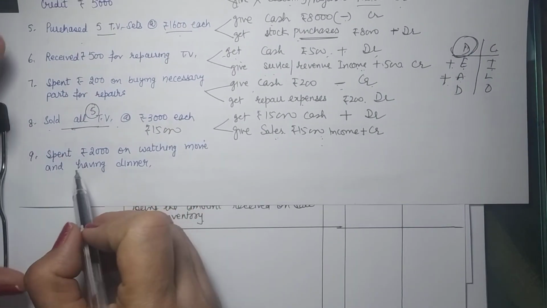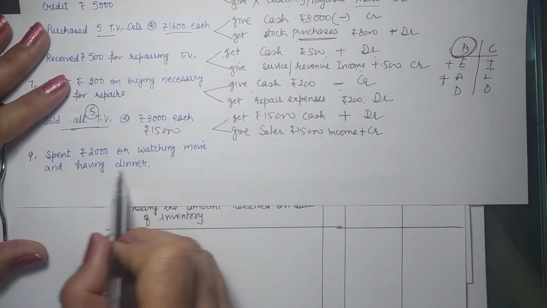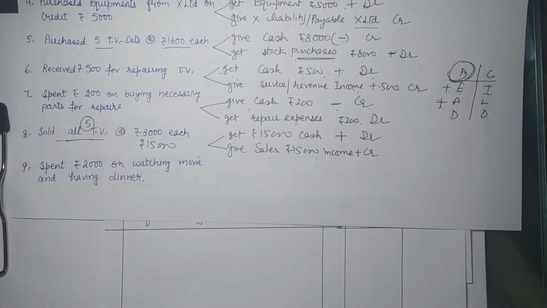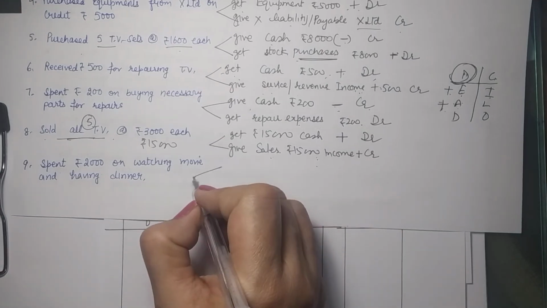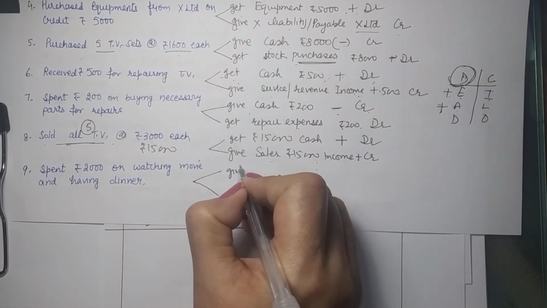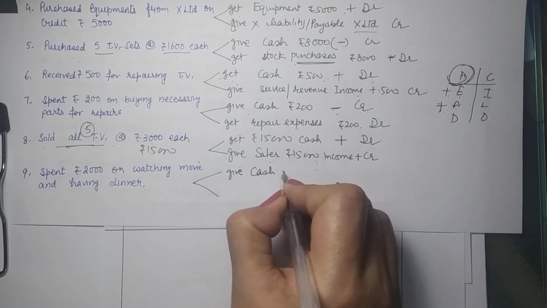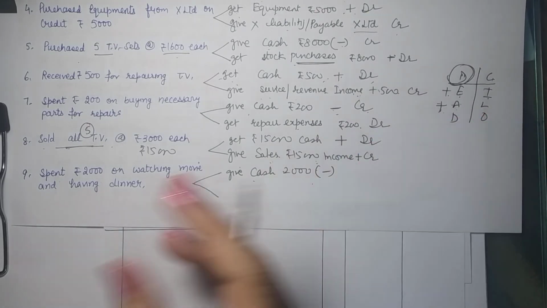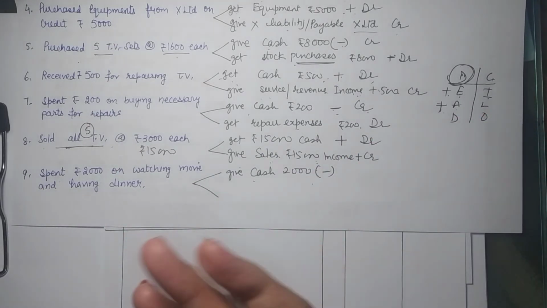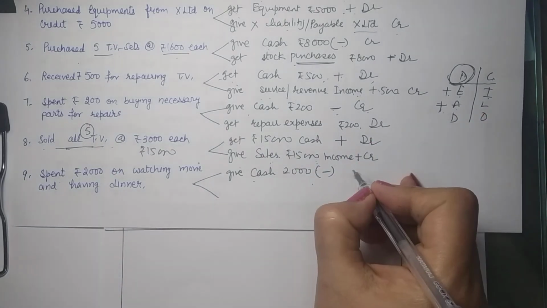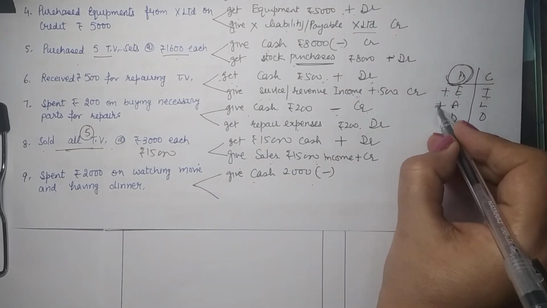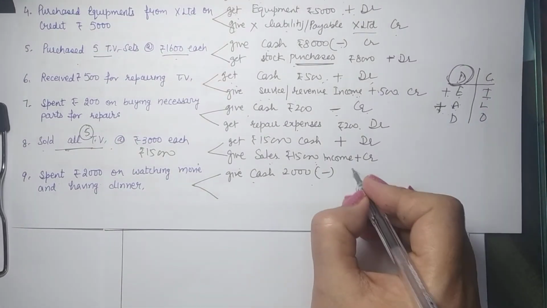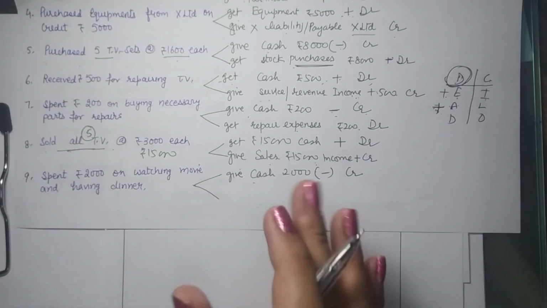Okay, last one. Spent 2,000 on watching movie and having dinner. So the businessman has spent this much money on watching a movie and on the dinner. So what do you give? The business is giving cash. You spent it, so your cash of 2,000 reduced. Cash being an asset, it gives us benefit. We can buy anything with this. So for assets, positive is debit, so negative is credit.